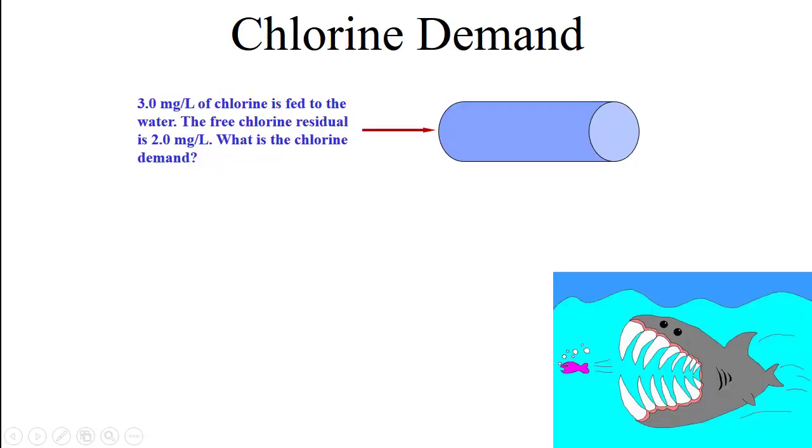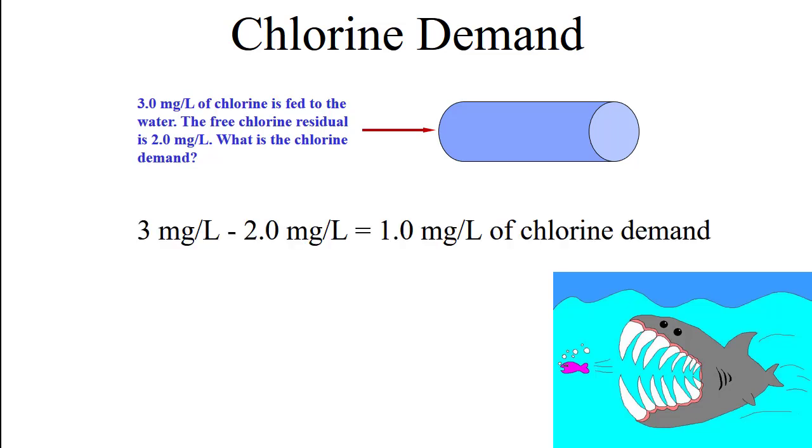The plant operator doses or feeds 3 milligrams per liter of chlorine to the water and has a free chlorine residual of 2 milligrams per liter. What is the chlorine demand? The dose of 3 milligrams per liter minus the chlorine residual of 2 milligrams per liter gives us a chlorine demand of 1 milligram per liter.